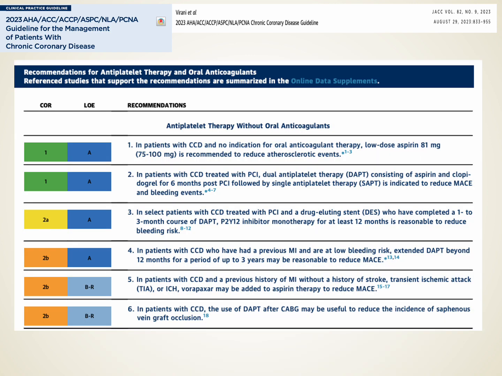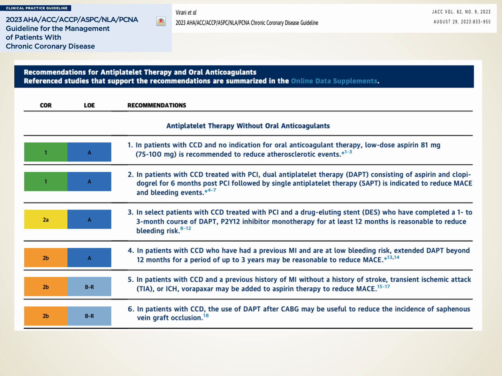So the strongest recommendations around antiplatelets look at the role for using antiplatelets in patients who have chronic coronary disease. And if they're not a candidate for an anticoagulant, then low-dose aspirin is a strong recommendation. They also look at the role of dual antiplatelet therapy in patients who have had percutaneous interventional therapy, PCI, and in those individuals, dual antiplatelets are recommended for a period of 6 months, followed by a single antiplatelet therapy to reduce major events. We're weighing that against bleeding risk versus future clot risk.